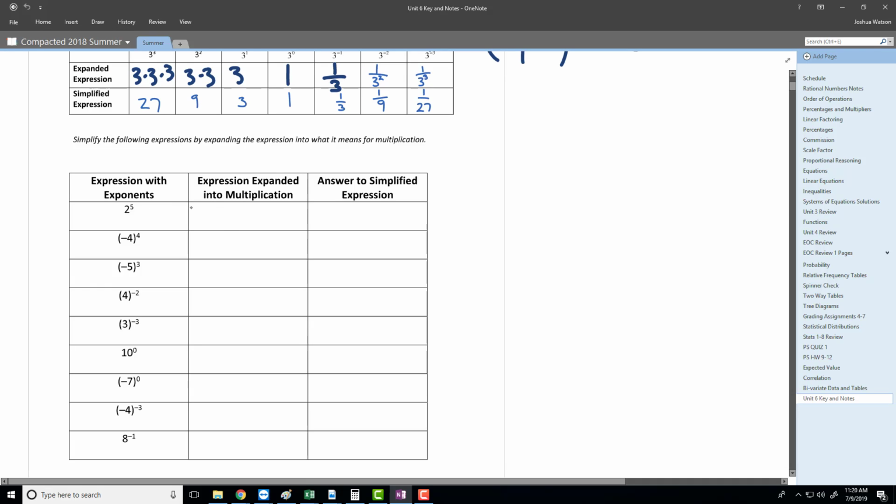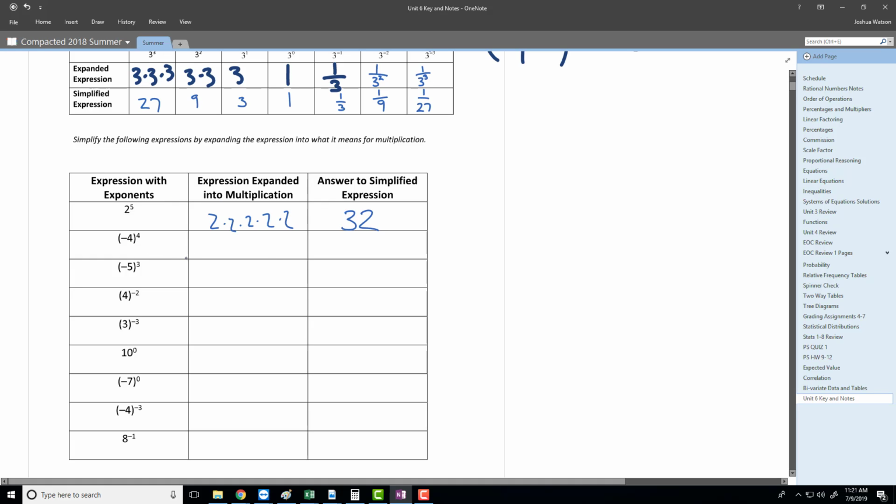Our first expression is 2 to the 5th power. For exponential multiplication, that means 2 times itself 5 times: 2 times 2 times 2 times 2 times 2. To simplify this down, we're just going to multiply it out. You could look at it as 4 times 4 times 2, or 16 times 2, or just 32.